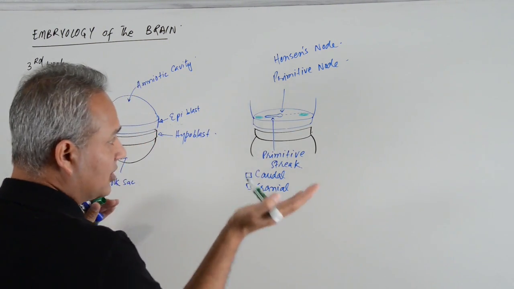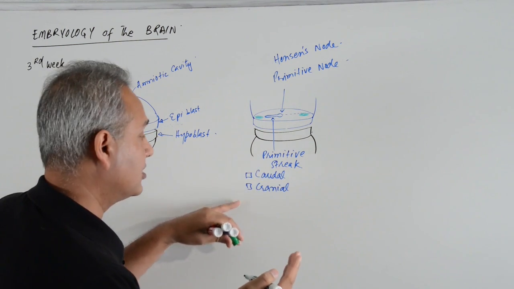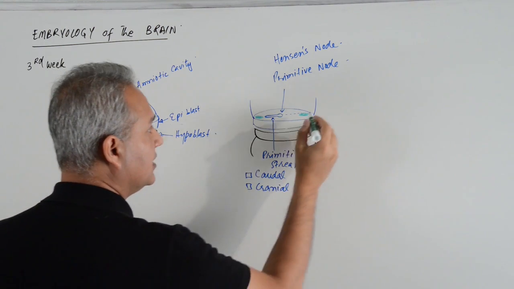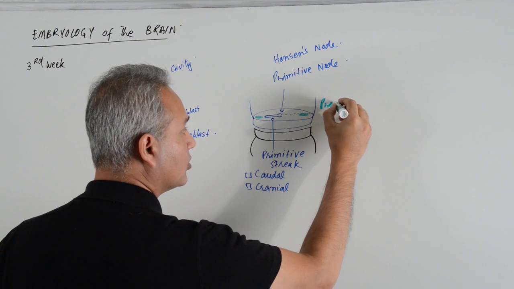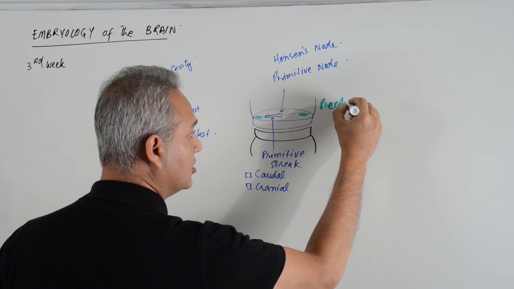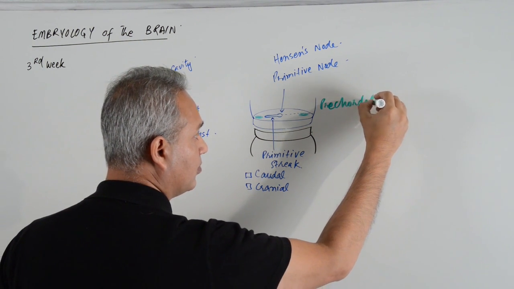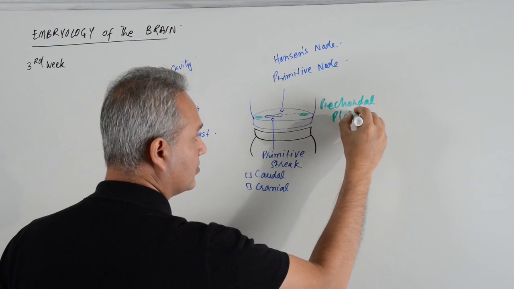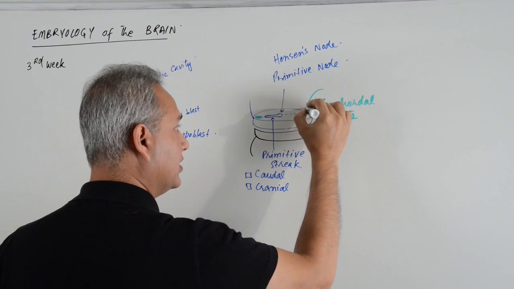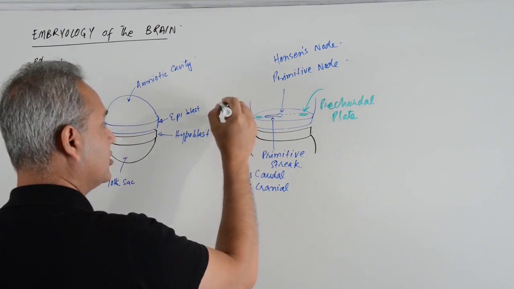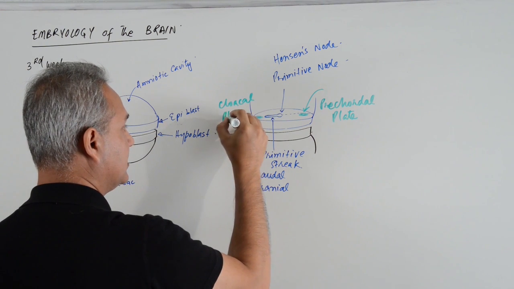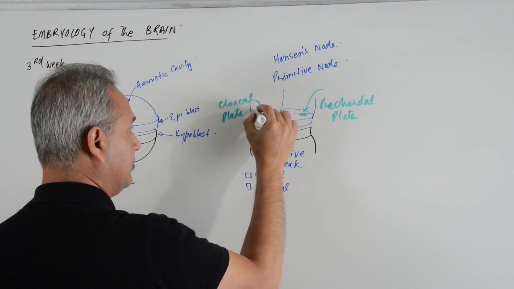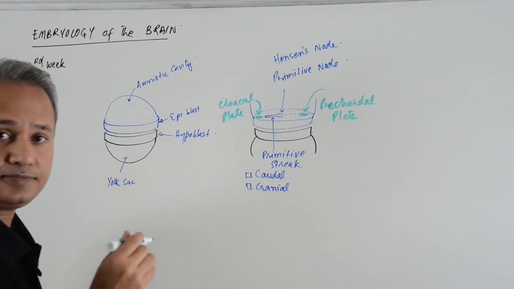So now we've gotten the bilateral symmetry, plus we've gotten the caudal and cranial structure. So we've gotten the precordal plate, or buccopharyngeal membrane, that is this, and we've gotten the cloacal plate, or anal membrane, that is this.